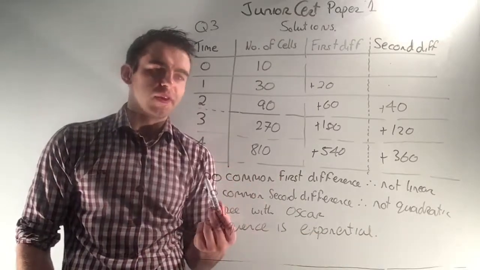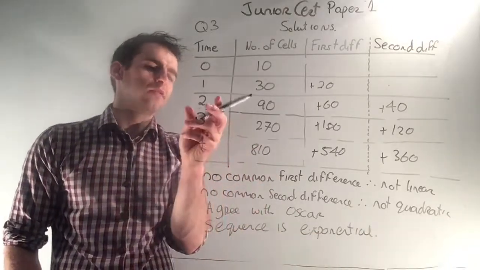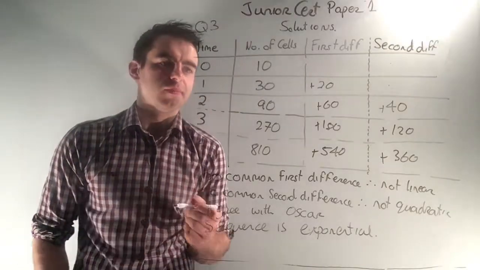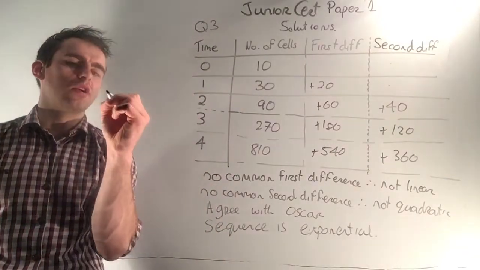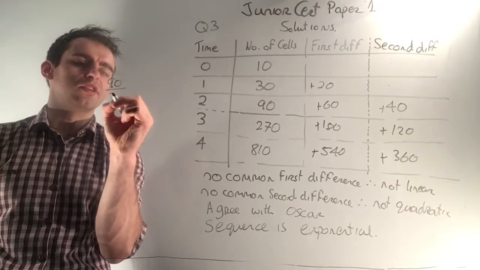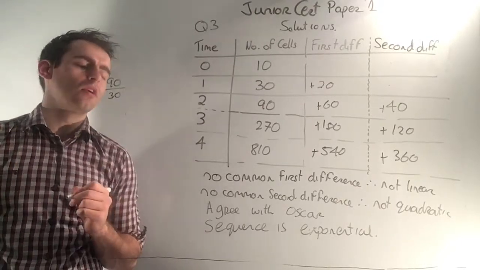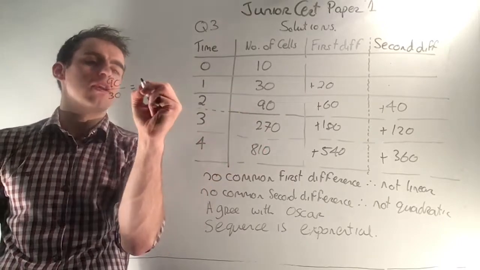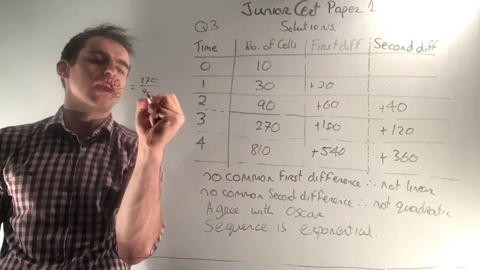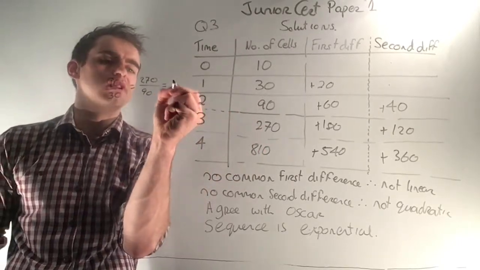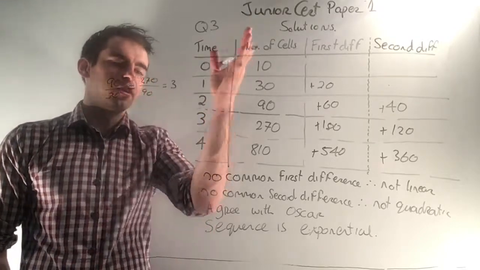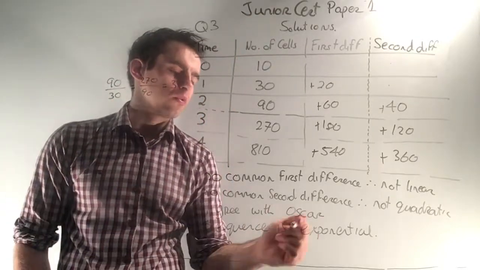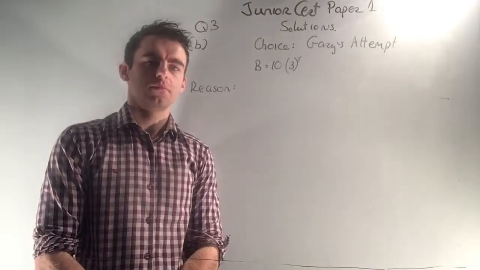Remember, you can verify if a sequence is exponential by dividing any term by the previous term. In this case, the common ratio would have been the third term divided by the second term, 90 over 30, or the fourth one, 270 divided by 90. In any case, any term divided by the previous term will always give you 3. So this pattern has a common ratio of 3, so I agree with Oscar, it's exponential.